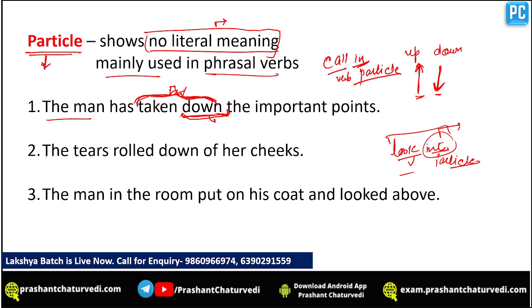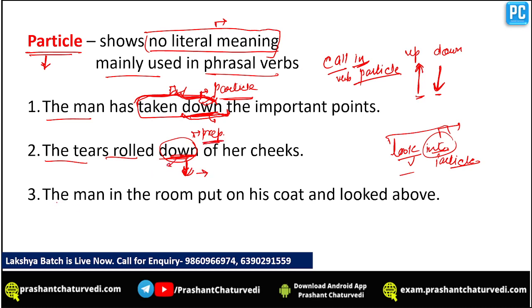Clear? The tears rolled down. Now this down is expressing position, like direction, down. Clear? So down here is acting as a preposition, and down there is acting as a particle. Clear? So here down shows no literal meaning. This whole phrase shows a meaning, but if I talk about only this word down, it is not showing any literal meaning. So it becomes a particle. But here down shows direction. It means that it is showing its literal meaning. So it is not a particle, it is a preposition.